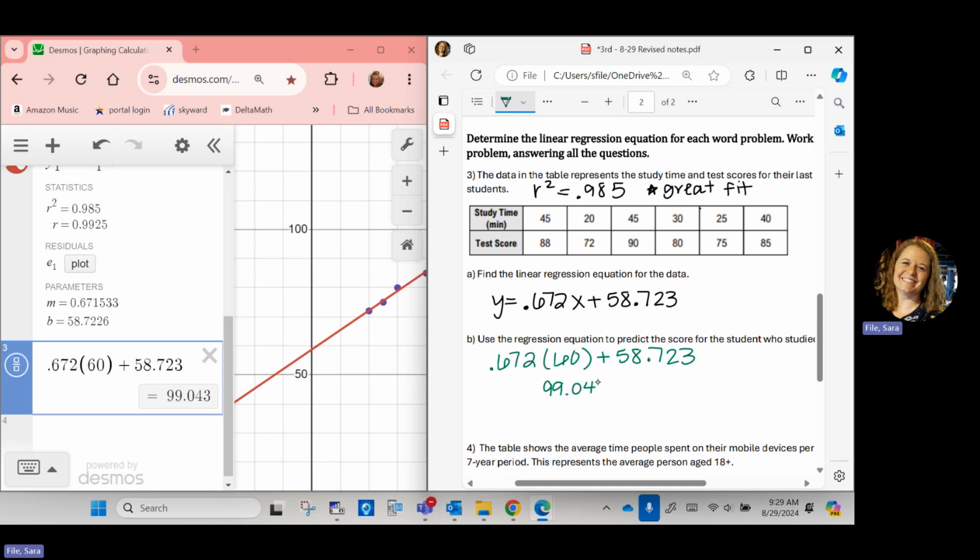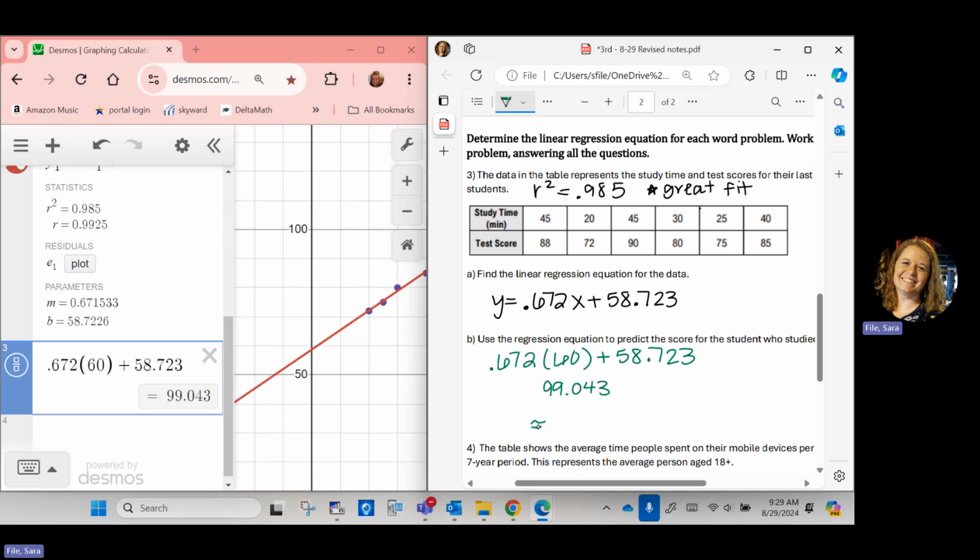99.048, or excuse me, 99.043. Now, this one we have the context. On the front, we just were given data. We had no context. We didn't know what it represented. But here, we know that this Y is representing a test score. When I'm grading your tests, am I going to write 99.043 on it? What are we going to round to? We're going to round to the nearest integer. Okay, so what would this be?